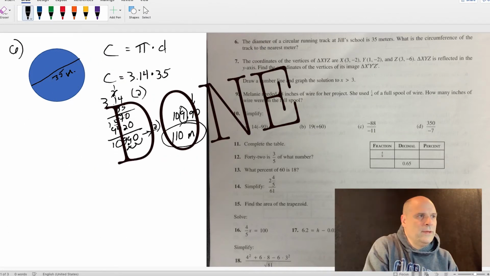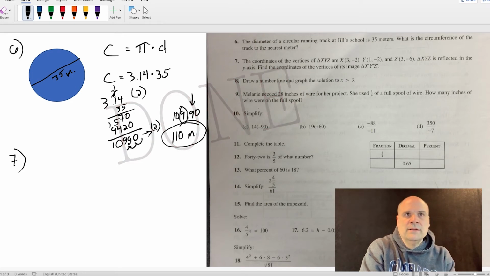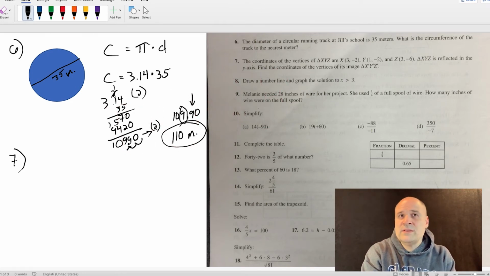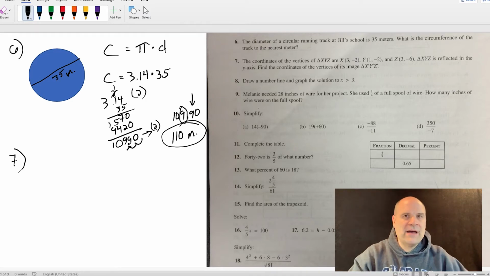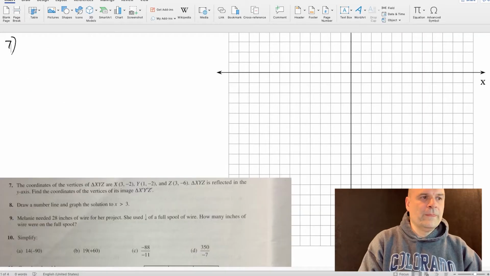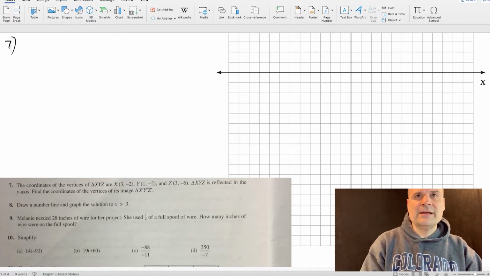Cool. All right, number 7, moving right along. The coordinates of the vertices of this triangle XYZ are this, this, and this. XYZ is reflected in the y-axis. Find the coordinates of the vertices of this image. Okay, so we're gonna go to our graph and we're gonna graph these points. So we're gonna graph X. So X is 3, -2. So that means we're gonna go right 3 and then down 2.